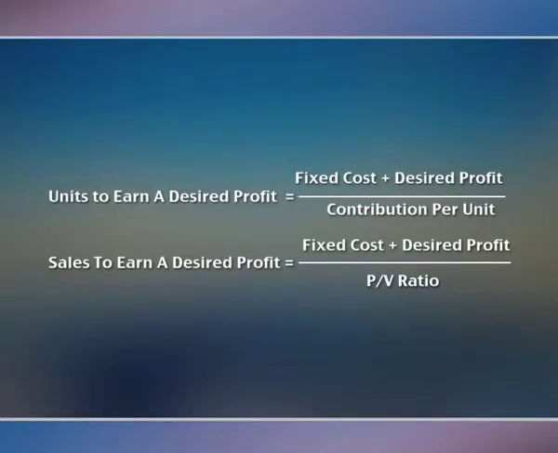At break-even point, the desired profit is zero. Where the volume of output or sales is to be calculated so as to earn a desired amount of profit, the amount of desired profits has to be added to the fixed cost given in the formula. Units to earn a desired profit is equal to fixed cost plus desired profit divided by contribution per unit. Sales to earn a desired profit is equal to fixed cost plus desired profit divided by P by V ratio.